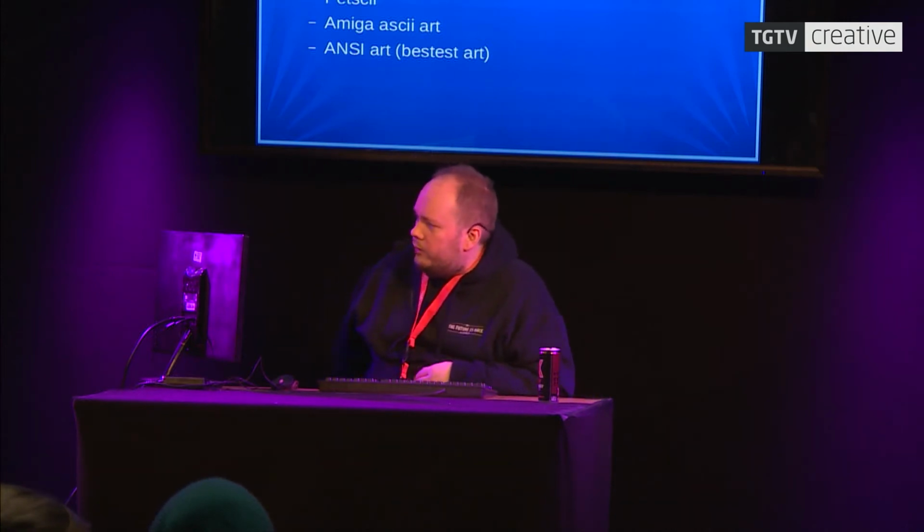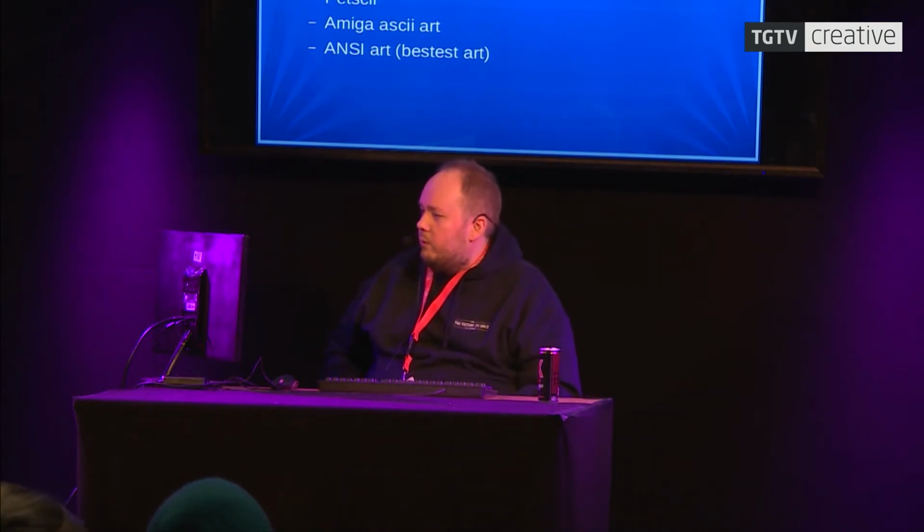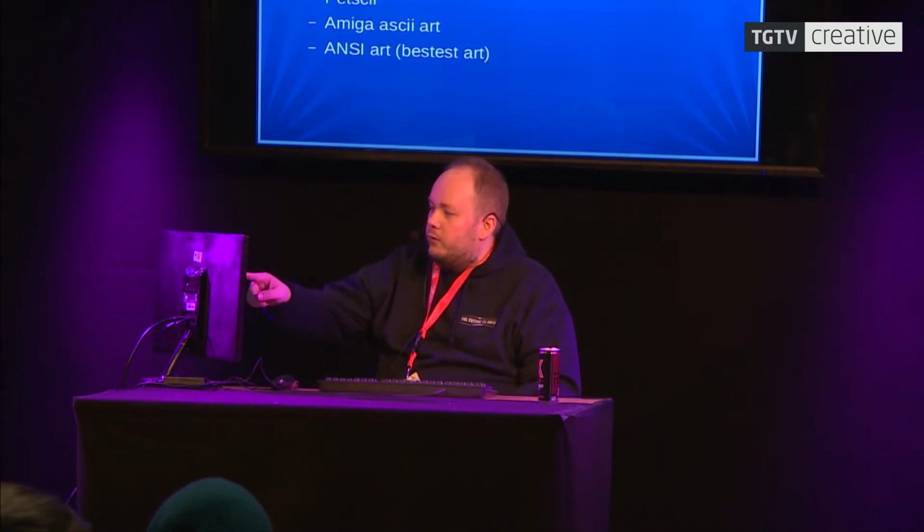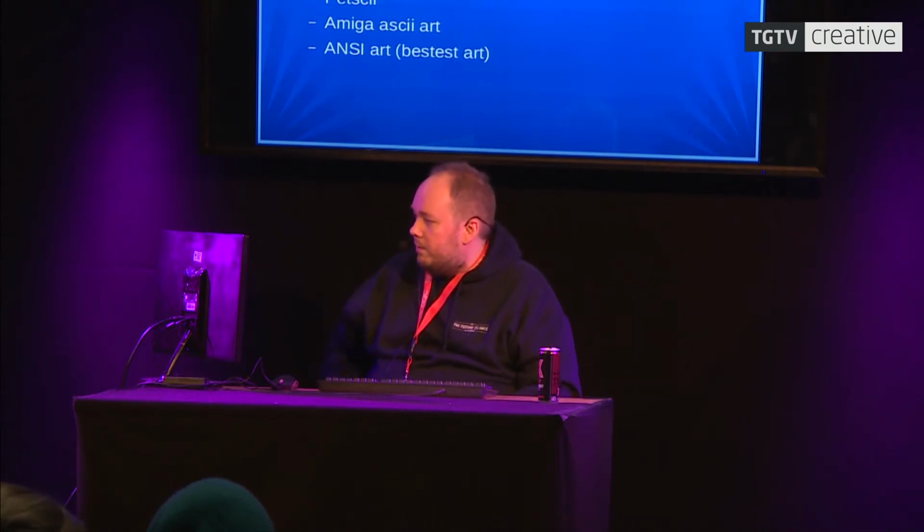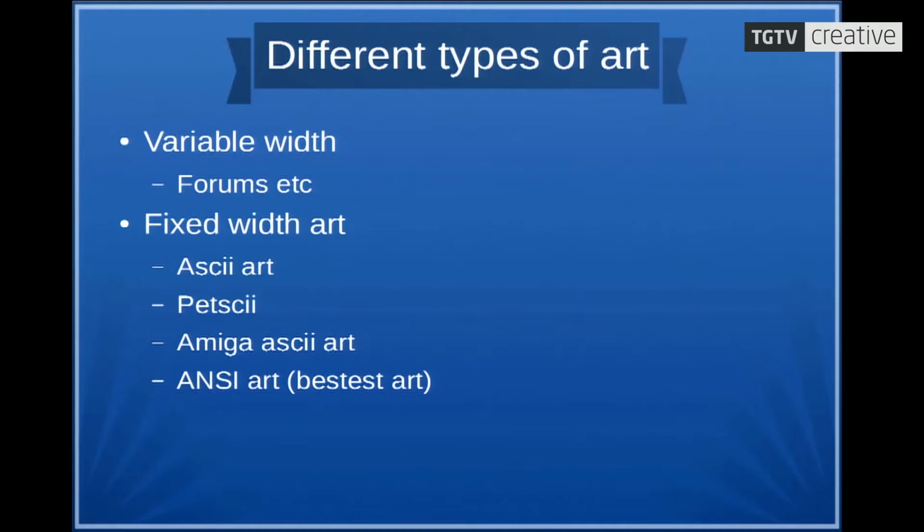Okay. First thing I'm going to say, there are different kinds of art. There's variable width, like this font you see on this presentation here, and it's used on forums and stuff like that. And we have fixed width art. That's the part that I'm going to talk mostly about. I'm going to show you a bit of ascii art, some PETSCI, some Amiga ascii art, and some ansi art. That's the best art, as you can probably tell from my nice little hint there.